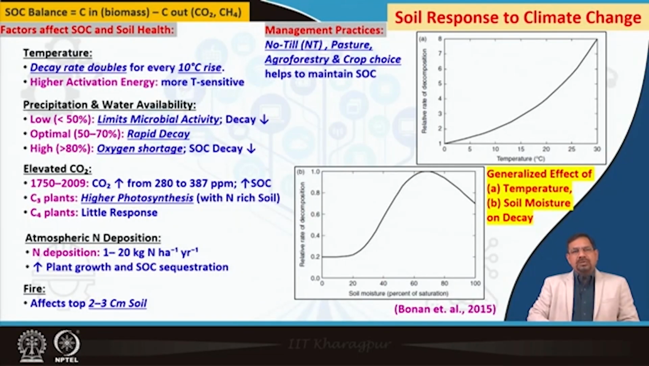And atmospheric nitrogen deposition, in terms of 1 to 20 kg nitrogen per hectare per year, plant growth will rise, and the soil organic sequestration also will increase. As far as the fire is concerned, if more wildfire is there, then it will affect the top 2 to 3 centimeter of the soil. How? The ashes which are burned will lie there on that top soil, and then if you are having rain or precipitation, then it will be leached away.